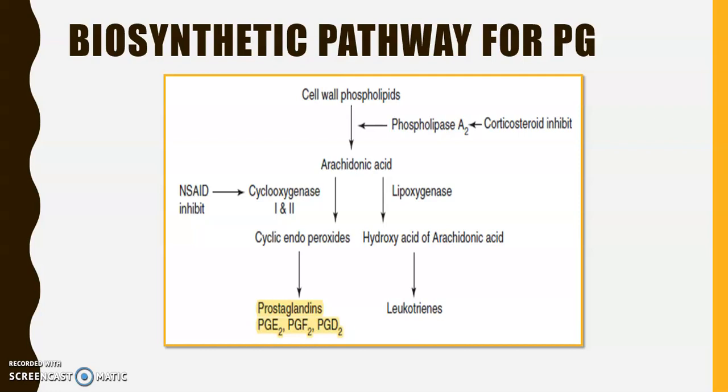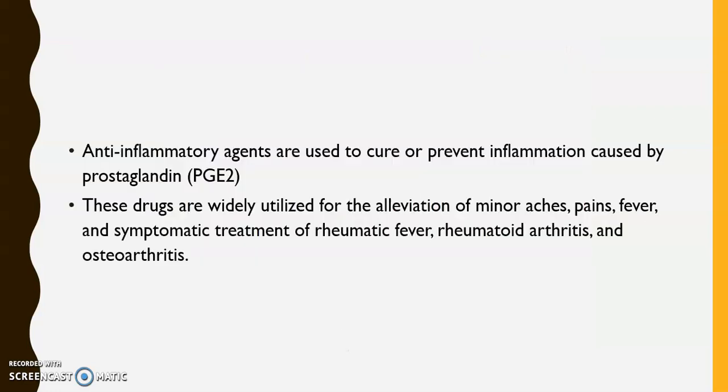They inhibit phospholipase A2. Hence, cell wall phospholipids will not give rise to arachidonic acid and thus prostaglandins will not be synthesized. So these are the two agents: NSAIDs, which act on COX-1 and 2, and corticosteroids, which act on phospholipase A2. Thus, anti-inflammatory agents are used to cure or prevent inflammation caused by prostaglandins, especially PGE2.